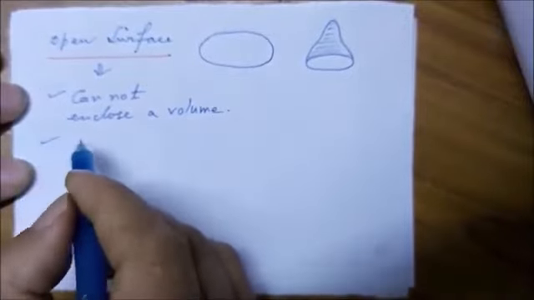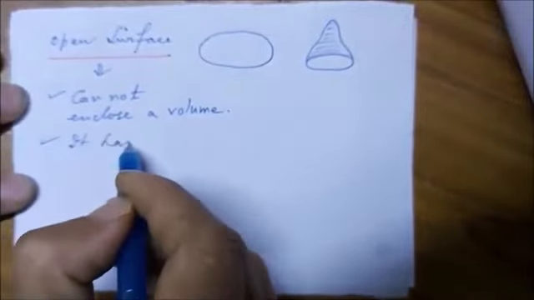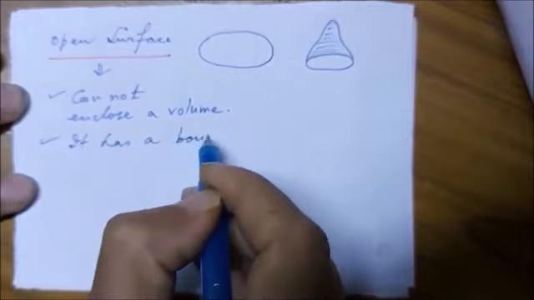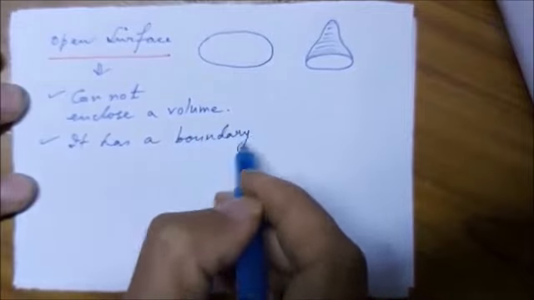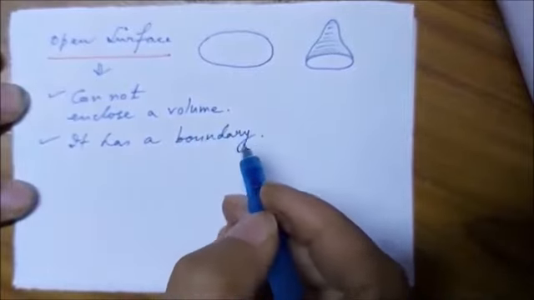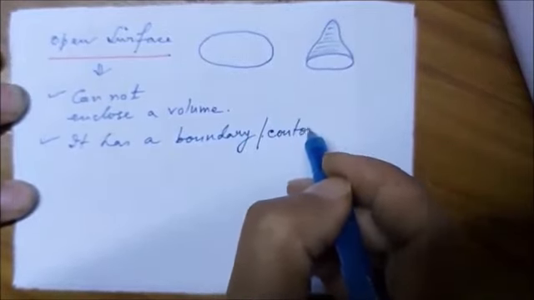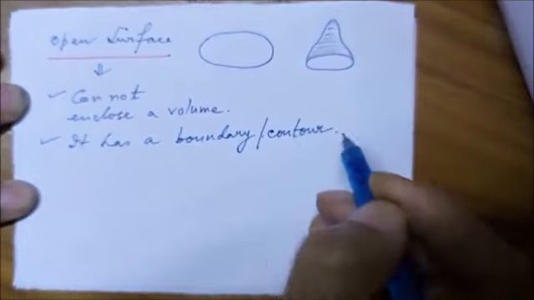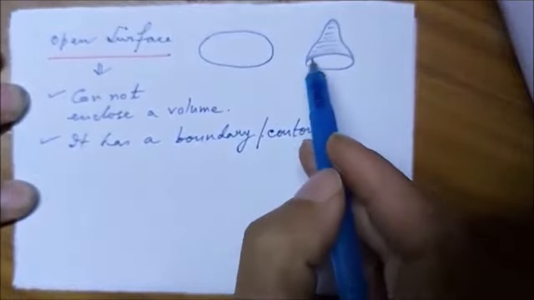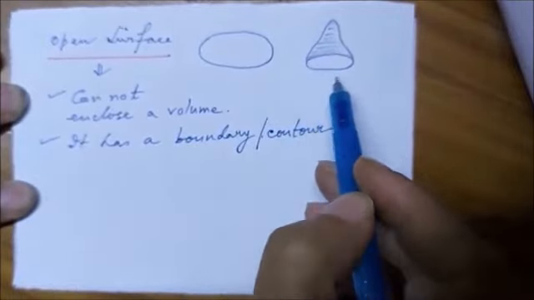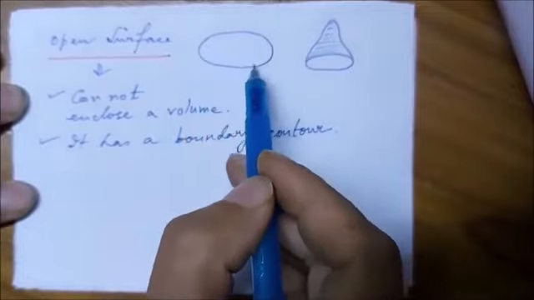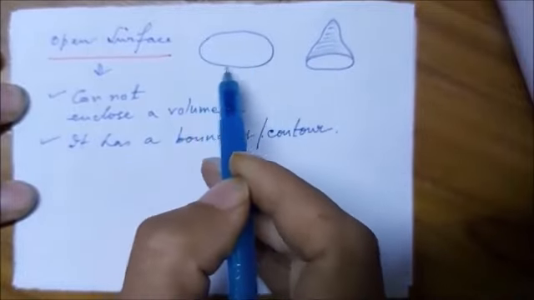And secondly, it has a boundary, or what we call a contour, or the edge. So this is the contour. This is the boundary. In the case of an ellipse, this is the boundary. This is the contour.